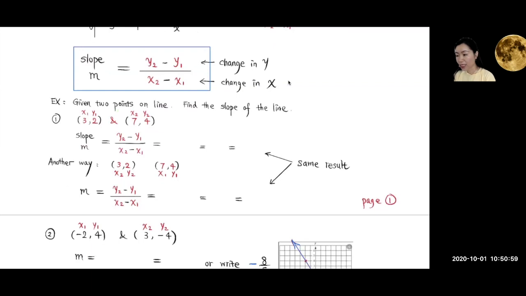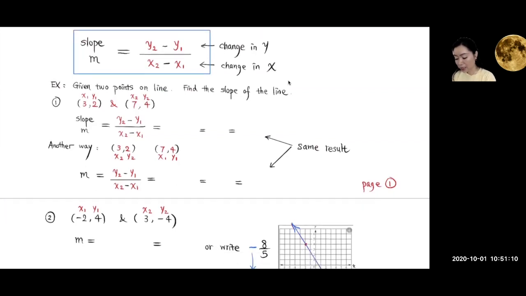Now, for the next few examples, we're given 2 points on the line, and we try to find the slope of the line. So this one over here, these 2 points. Since we're given these 2 points, we can just go ahead and use this slope formula right here. So let's label these x1, y1, x2, y2.